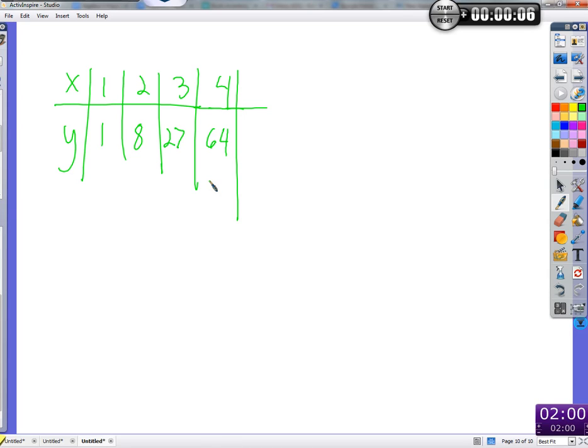Those outputs are getting pretty big pretty fast, right? Faster than, say, 2x minus 1. So you must be doing something pretty powerful to x, right? Not just adding something or just subtracting something. You're not even just multiplying it by a single number. It's like the numbers you're multiplying by get bigger as x gets bigger.